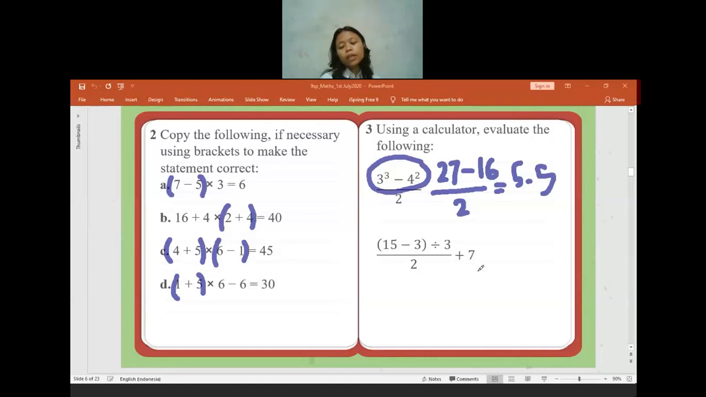Okay, if you have no difficulties, let us continue to 3B. How many will it be? 8. We do the bracket first. So how many will it be if we do the bracket first? 12. 12 divided by 3. 4. Okay, so write 4. 4 divided by 2 and then plus 7. How many will it be? 9. Okay, is there anyone who is confused?